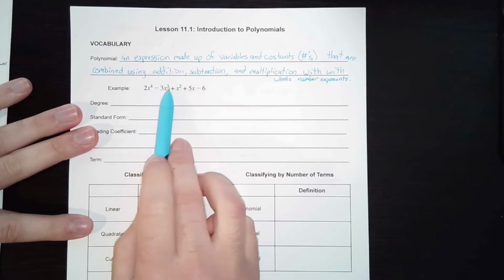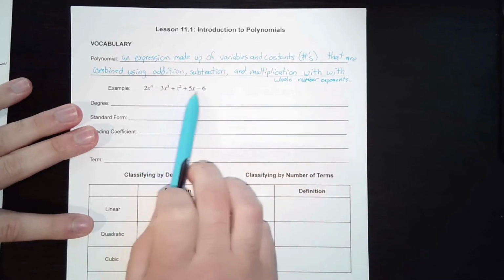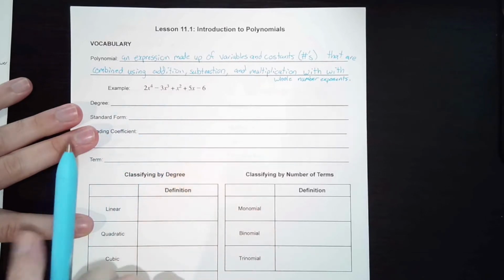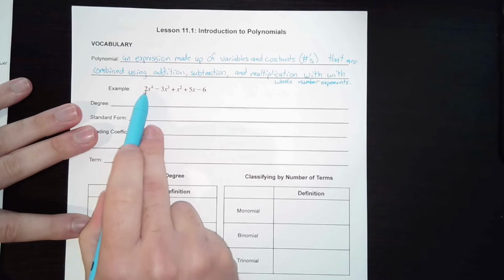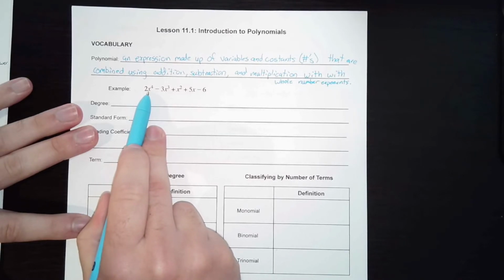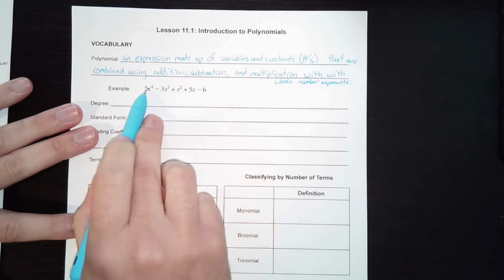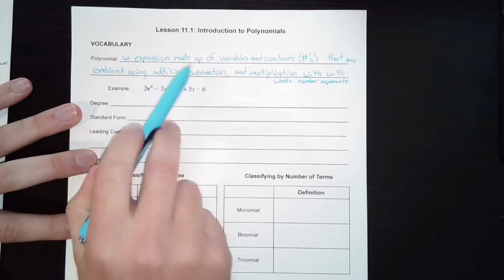We have these exponents, but they're all whole numbers. Okay, positive whole numbers. I don't have any 1/2s or anything like that as my exponents. And then there is multiplication here. It's just not quite as obvious. Remember that if I ever have a number directly in front of a letter, we assume that that's multiplication. So there actually is multiplication here between each of the numbers in front of my x's. Okay, so this is an example of a polynomial.